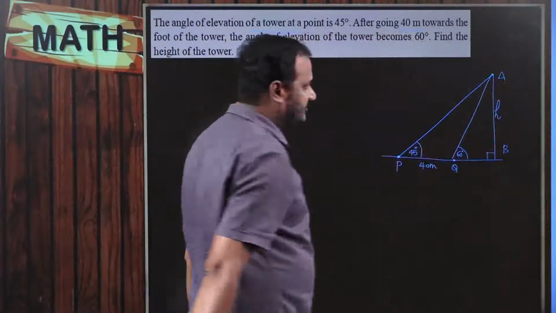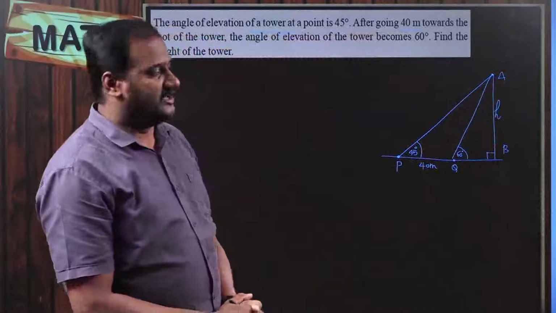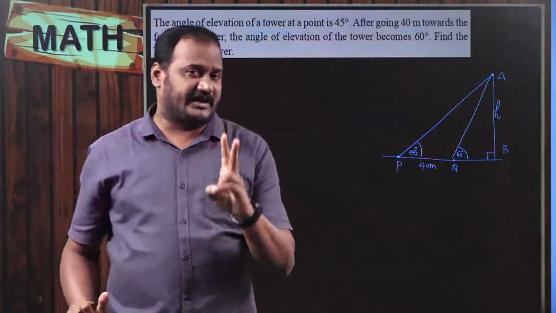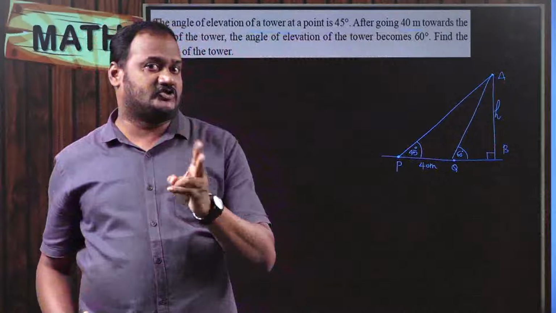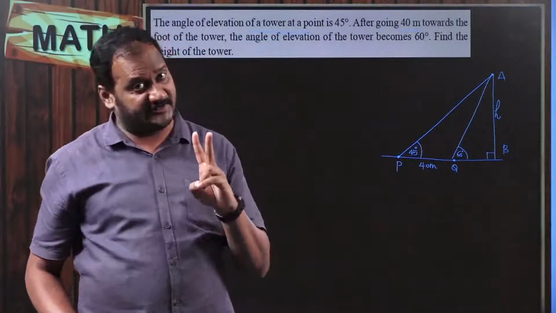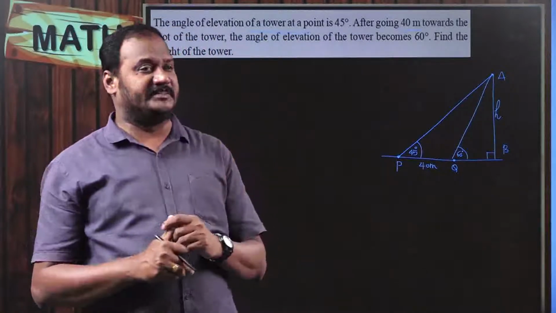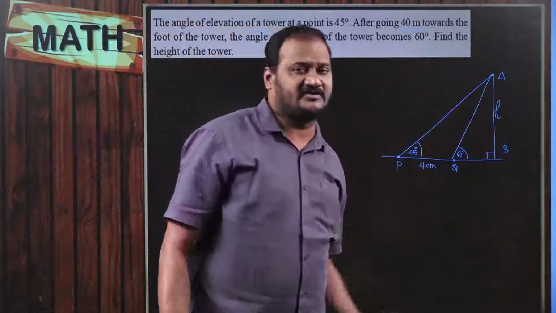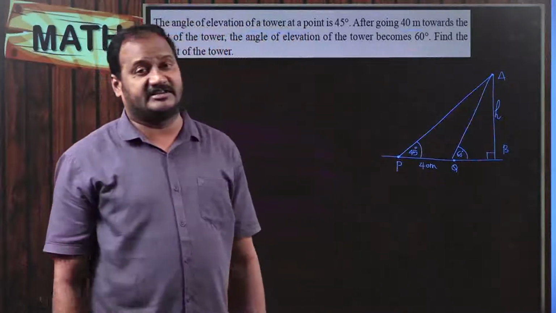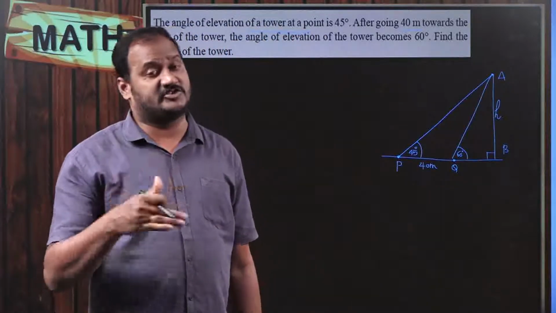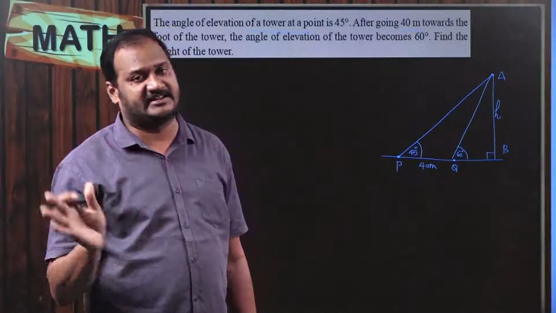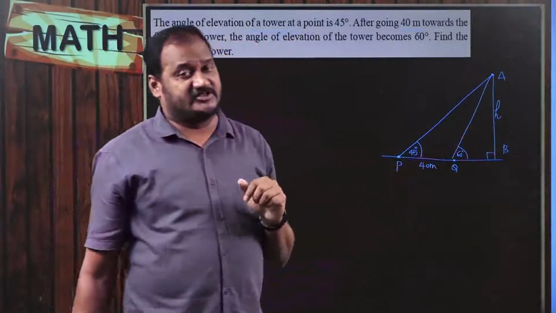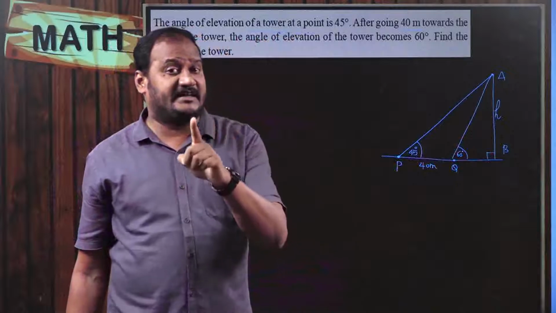Let the height of the tower be small h. And one more important thing: when you are given two angles, definitely two unknowns should be there. So what are the two unknowns? The first unknown is the height of the tower. And how can you find the height of the tower? Is it directly possible? It is not. Because if we want to apply trigonometric ratios, then the triangle has to be a right angled triangle.